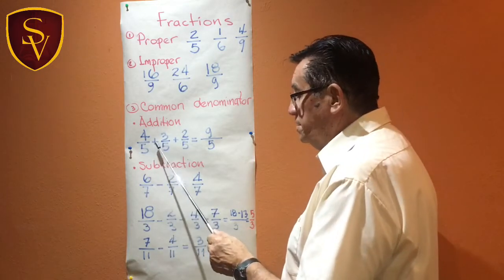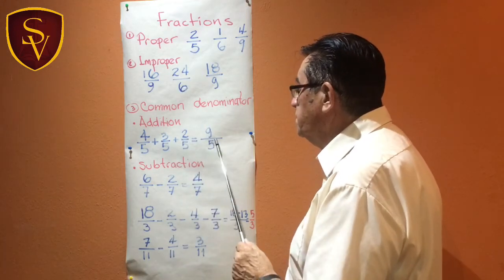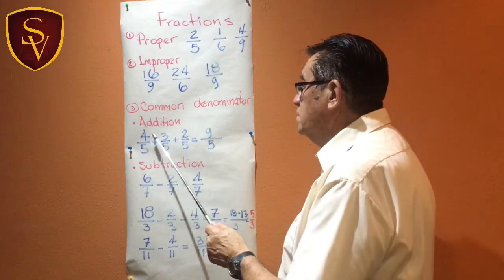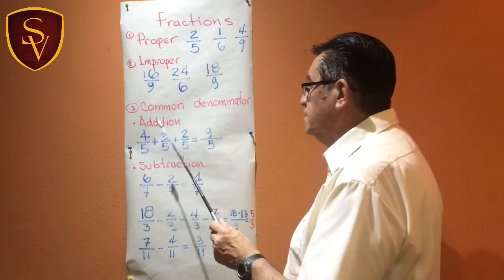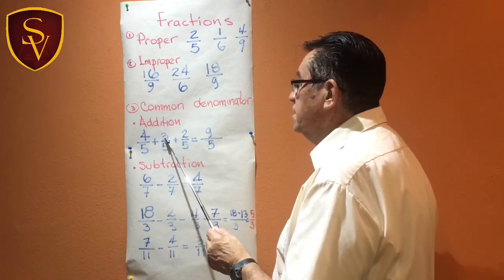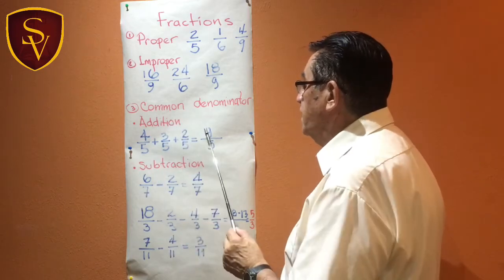What we do is write the same denominator, escribimos el mismo denominador y luego hacemos la suma de los numeradores. Lo que quiere decir 4 plus 3 is 7, plus 2 is 9. So the addition is 9/5.